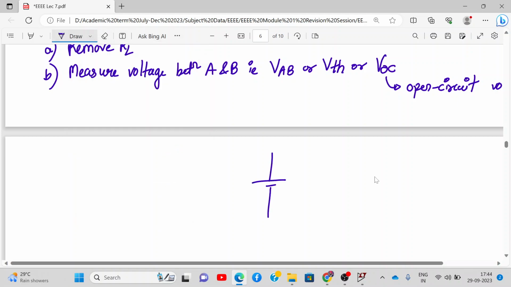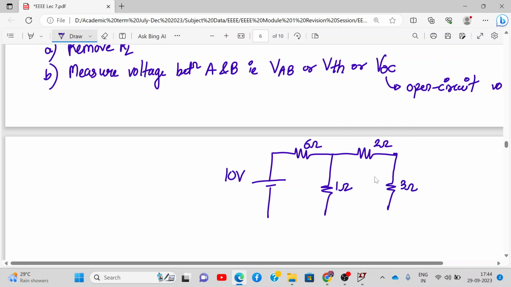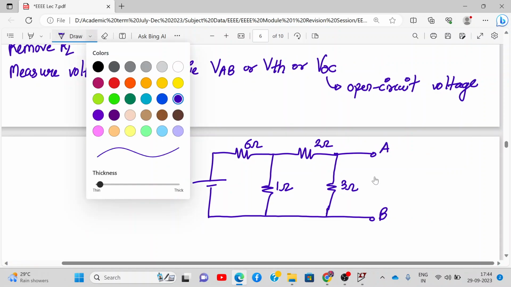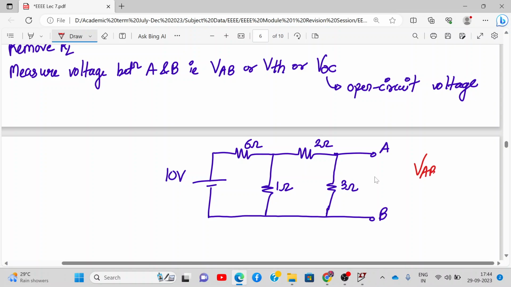So we have 10 volt voltage source, 6 ohm resistance, 1 ohm. Then we have 2 ohm resistance over here, 3 ohm resistance over here, and these are the terminals A and B. So this is terminal number A, this is terminal number B. So here we will measure voltage VAB or VTH. Let me write it properly. Thevenin's voltage VTH or open circuit voltage VOC.